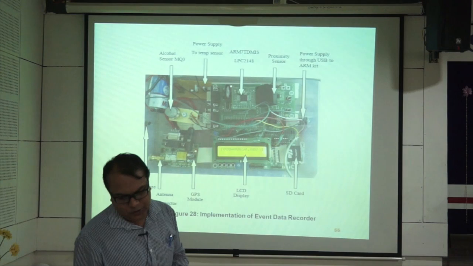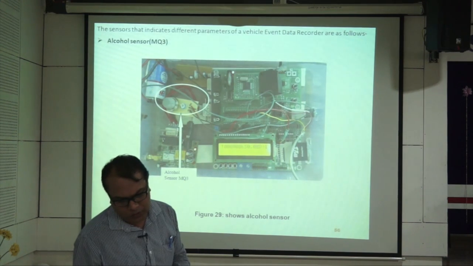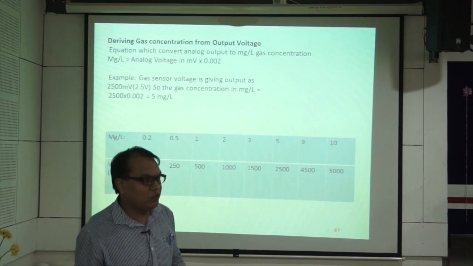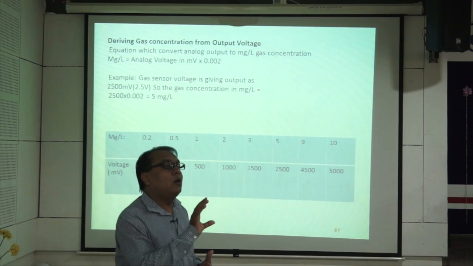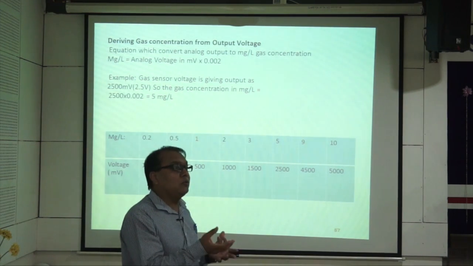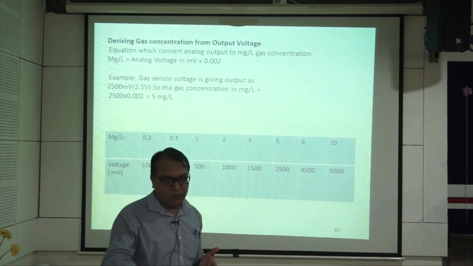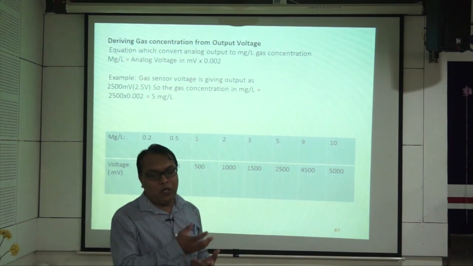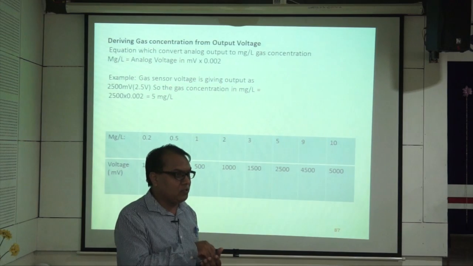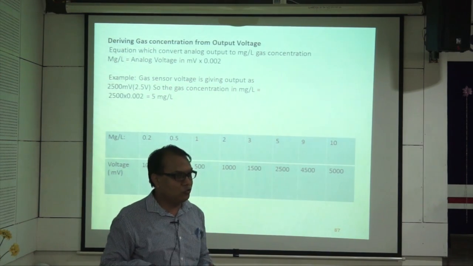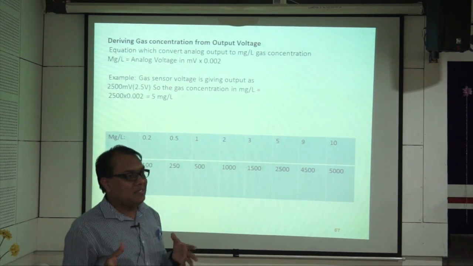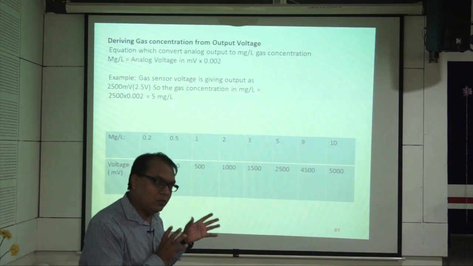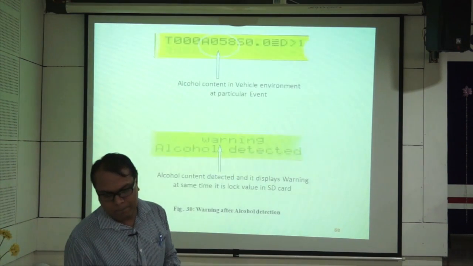This is the actual implementation of the alcohol sensor. There is one conversion formula to convert the sensor output into milligram per liter. This is that conversion formula. Whatever the output is in milligram per liter, we have to calculate it: the analog voltage of the sensor in millivolt multiplied by 0.002. It will give us the exact milligram per liter reading of a particular alcohol sensor.